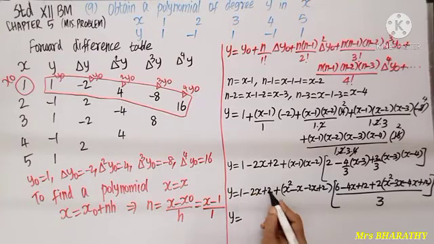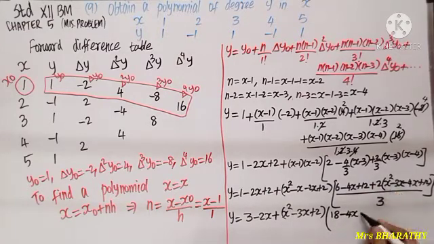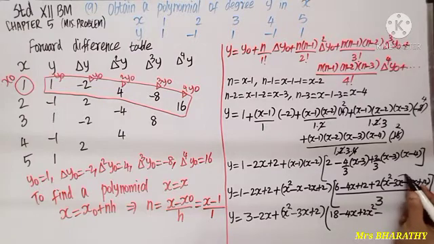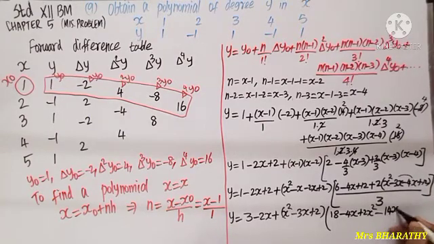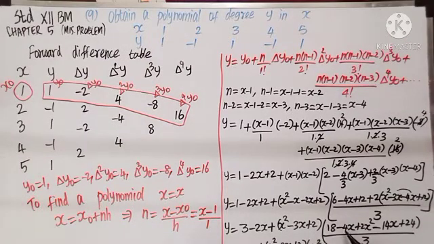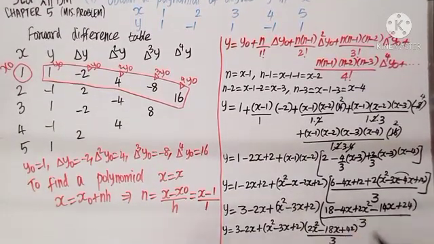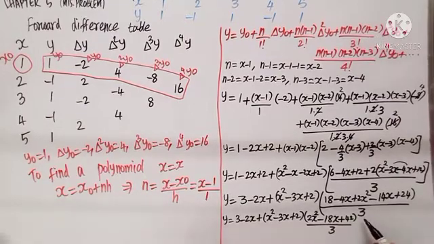Y equals 1 plus 2 3 minus 2x plus x square minus 3x plus 2 into 6 plus 12, 18, minus 4x, 2 into x square, 2 into minus 3x minus 4x, minus 7x into 2, minus 14x. 2 12s are 24. The whole thing divided by 3. 2x square minus 4x minus 14x, minus 18x. 18 plus 24, 42. The whole thing divided by 3.